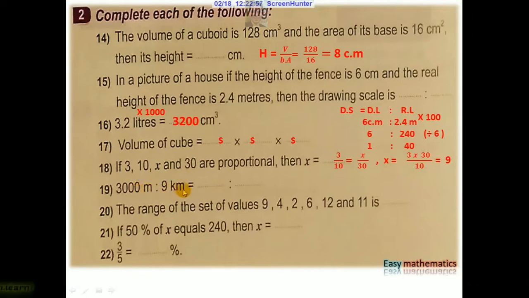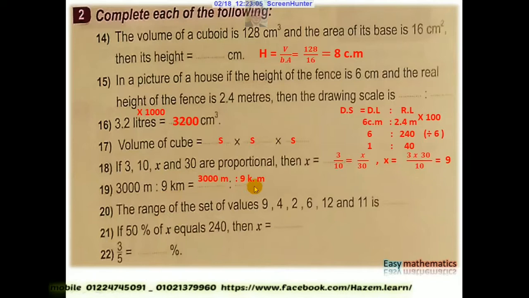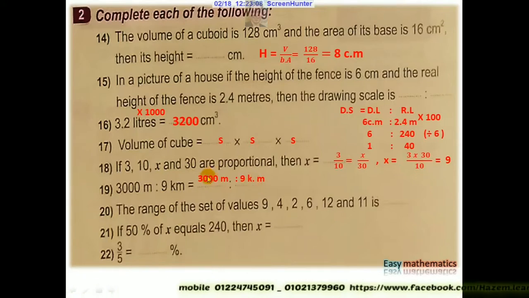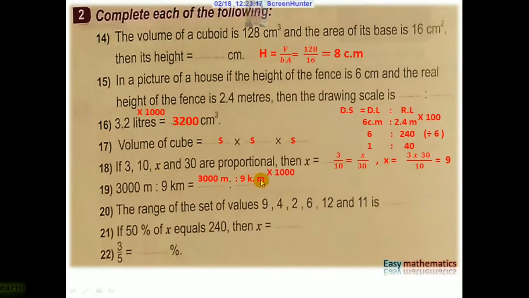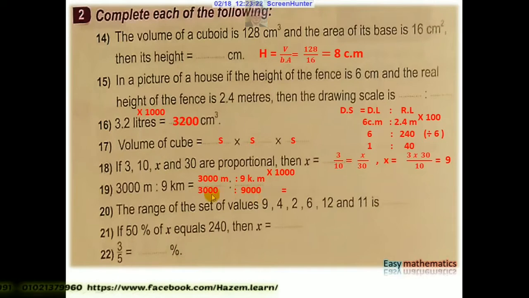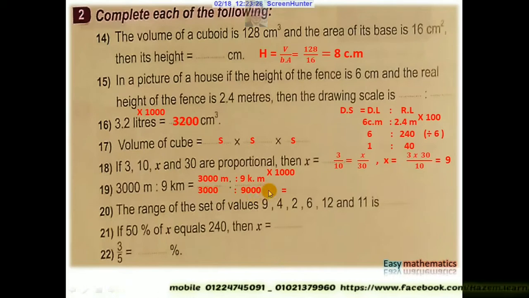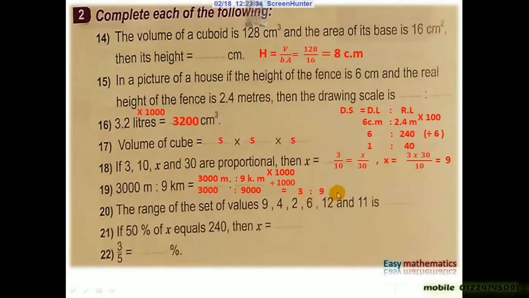3000 meters to 9 kilometers. How to solve that? Because we have two different units, we keep the smallest one as it is and change only the biggest unit to the smallest unit. Now I change from kilometer to meter, which means I will multiply by 1000 like that. So 3000 meters as it is, and 9 will be 9000. Because we have 3 zeros in both of them, we divide both of them by 1000. It will be equal 3 to 9, and by dividing them again by 3, it will finally be equal 1 to 3.